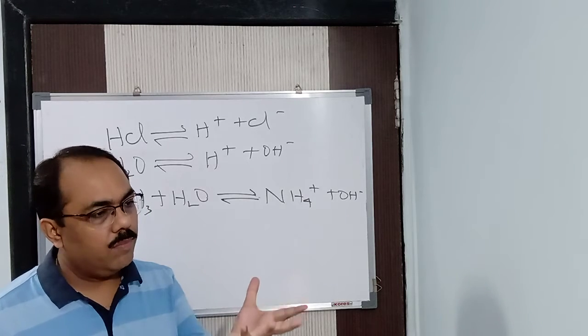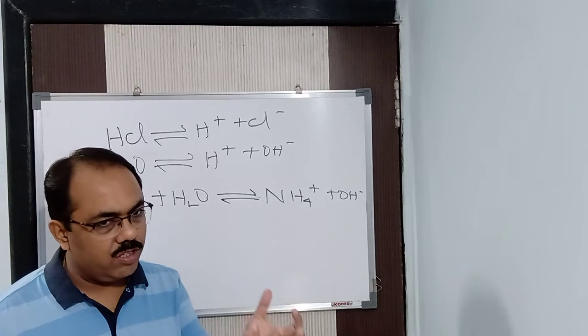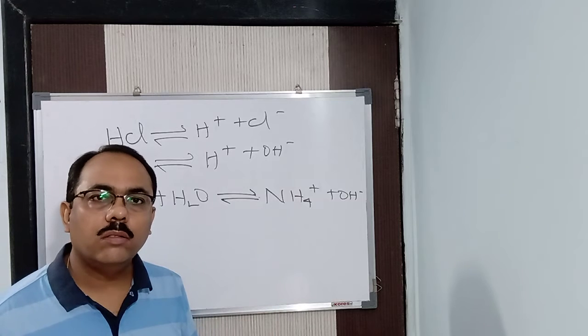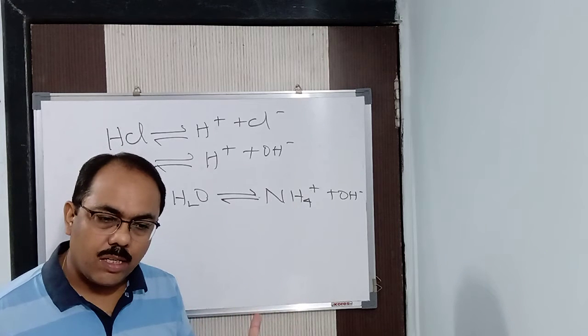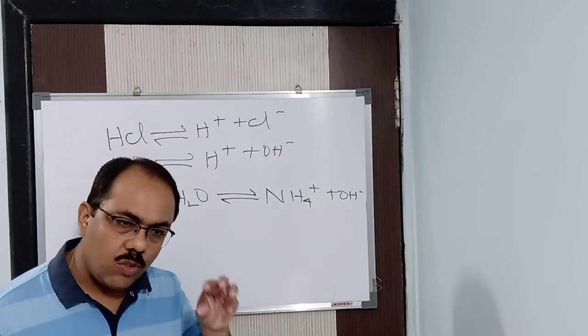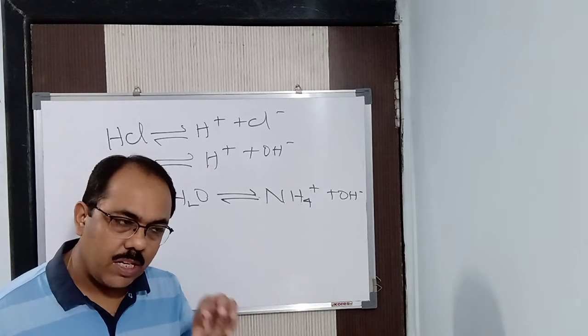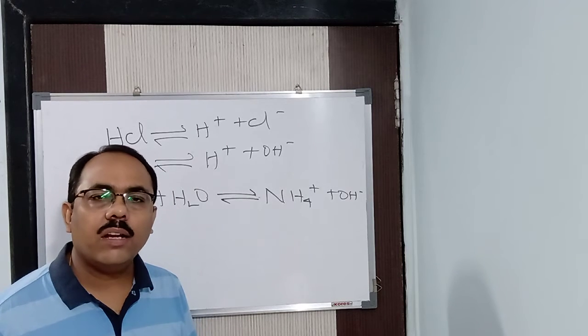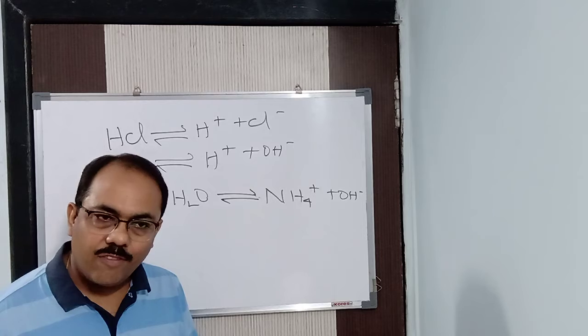Because there, H, that is hydrogen and OH, they are held together by strong covalent bond. That is hydrogen and oxygen, rather I should say, they are held together by strong covalent bond. When you add some acid to it, remember, it's not that any acid you'll be adding to it. You can't add HCl or nitric acid to it.